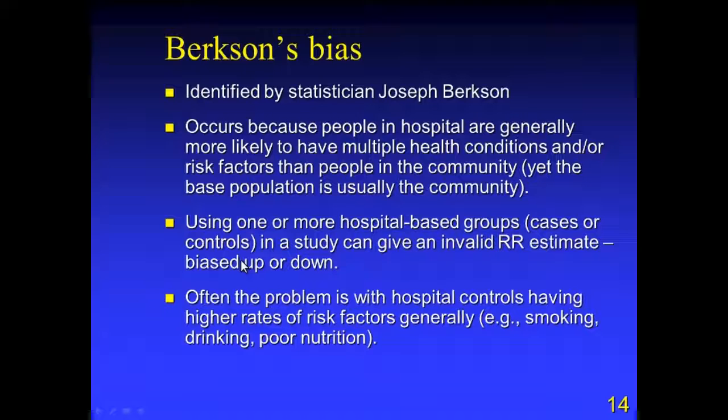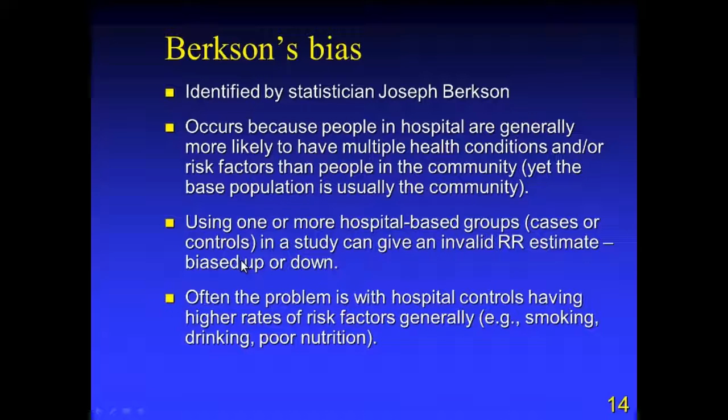Now I want to mention a bias which has somebody's name attached to it. This is Berkson's bias, named after the statistician Joseph Berkson, who first identified it. And this occurs particularly around hospital-based case control studies, and that's because people in the hospital, whether cases or controls, are likely to have multiple health conditions and a larger set of risk factors than people in the community, which we may be thinking of as being the base population for the study. So using hospital groups, either cases or controls, can in various ways lead to invalid relative risk estimates, invalid at least when we're thinking about how they can be extrapolated to the population.